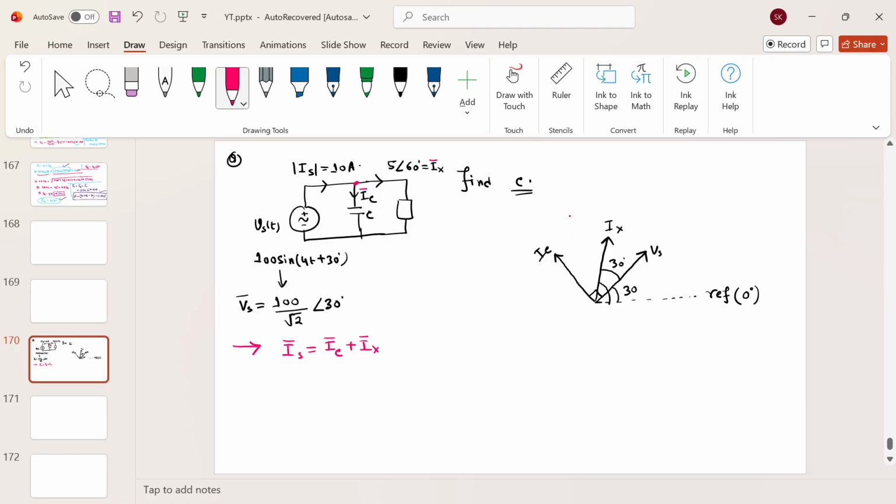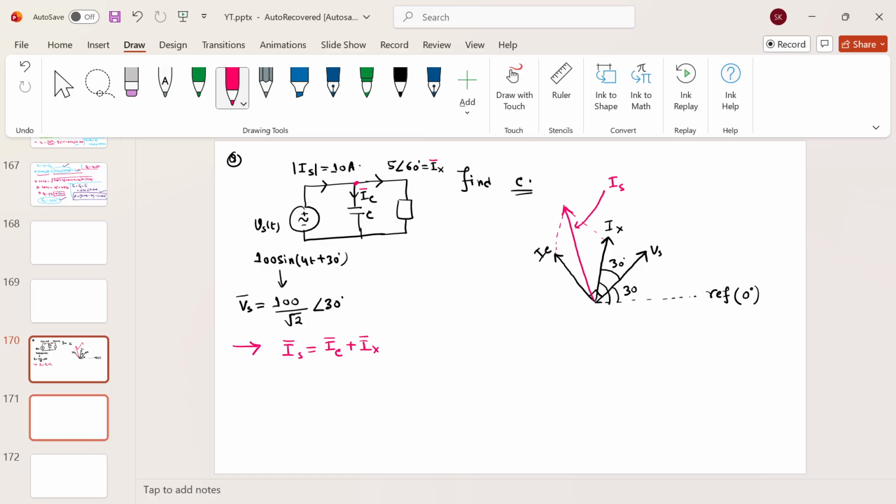So let me tell you what will happen here now. It is 60 degrees, right? So this summation is basically Is. This magnitude is known to us, but we don't know the angle that Is makes with respect to the reference, which we have to find out. So basically, we have to do the vector addition, or phasor addition, in this case.